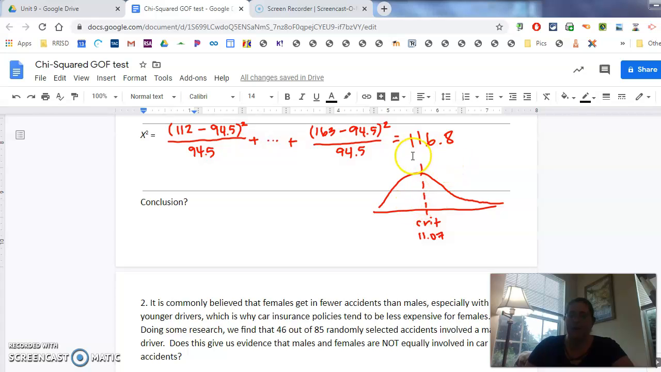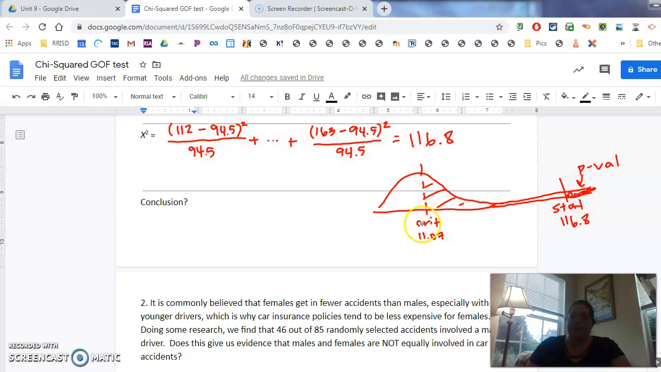And our chi-squared statistic was 116.8, which is well past our critical value. So our statistic was really, really far past our critical value. Remember, this critical region is our alpha, which is 0.05. The fact that we got such a big statistic means that our p-value, which is the area above our statistic, is very, very small. It's much smaller than the 0.05 that was our critical region.